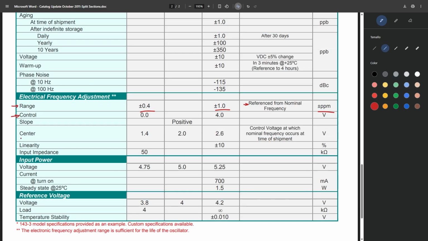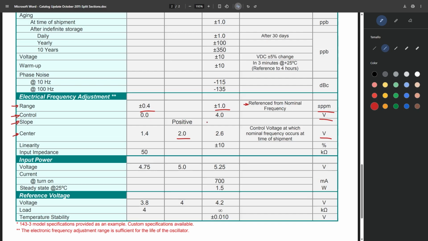The second field is called control. That's not a very informative name, but if we look at the units, we can see that these are volts. Its value ranges from 0.0 to 4.0 volts. The next one is slope, telling us that it's positive. Alright, and the next field is center. Again, the units are volts, and its nominal value is 2.0 volts, just in between the minimum and maximum control voltages.